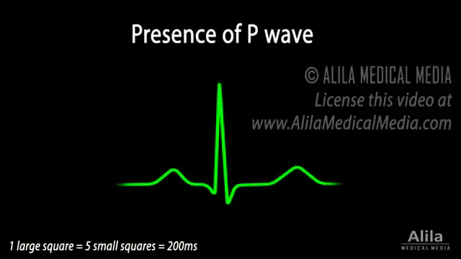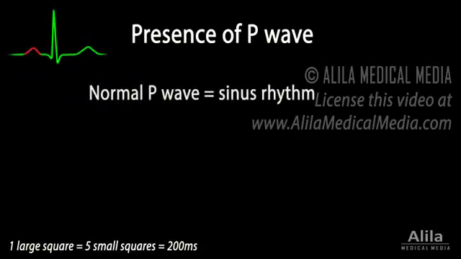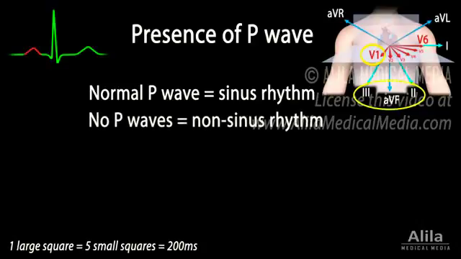P-wave represents depolarization of the atria initiated by the SA node. Presence of a normal P-wave therefore indicates sinus rhythm. P-waves are most prominent in leads 2, 3, AVF, and V1. Absence of P-waves indicates non-sinus rhythms.